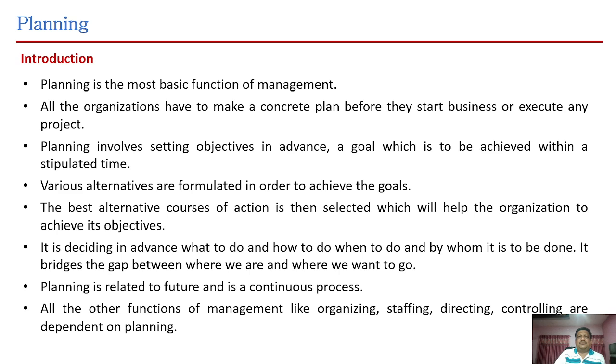Means always we must have the alternate plan, alternate B plan. It is deciding in advance what to do and how to do and when to do and whom to do. Means this planning is nothing but what exactly I want to do, how we have to execute this particular plan, and when to do and whom to do. All these things must be planned. Planning is related to the future and is a continuous process.